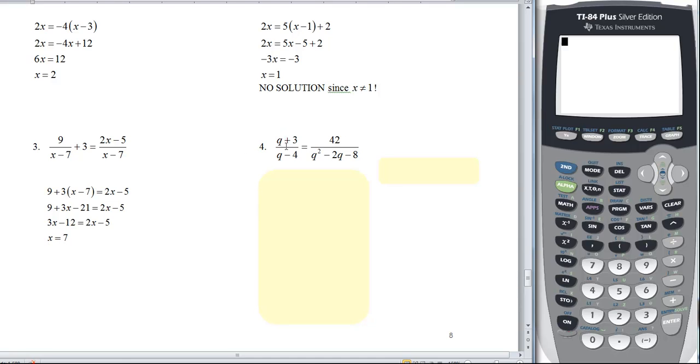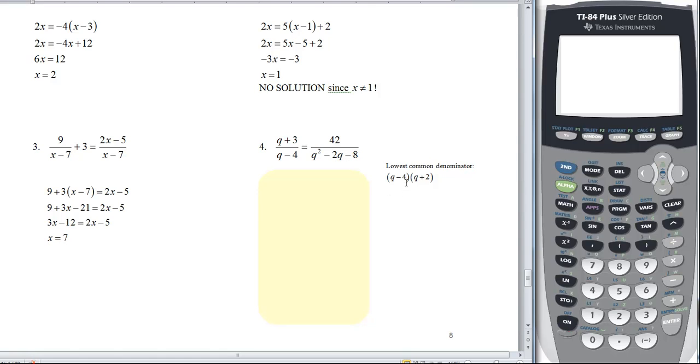I do have one term equaling one term, but if I tried cross multiplication, we'd end up with q to the third. We haven't done that, haven't gone there. So let's not cross multiply here. I think I would factor out the denominator here, and that would be, I believe, q minus 4 and q plus 2. And my lowest common denominator would be q minus 4 times q plus 2.